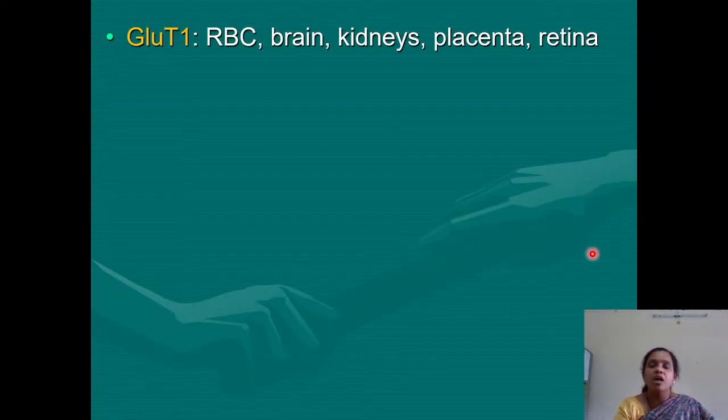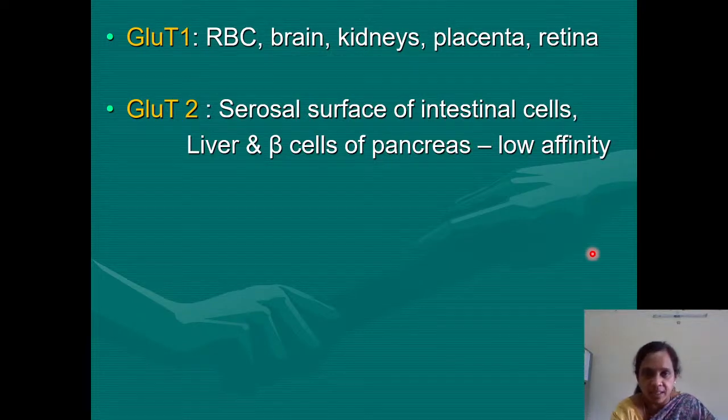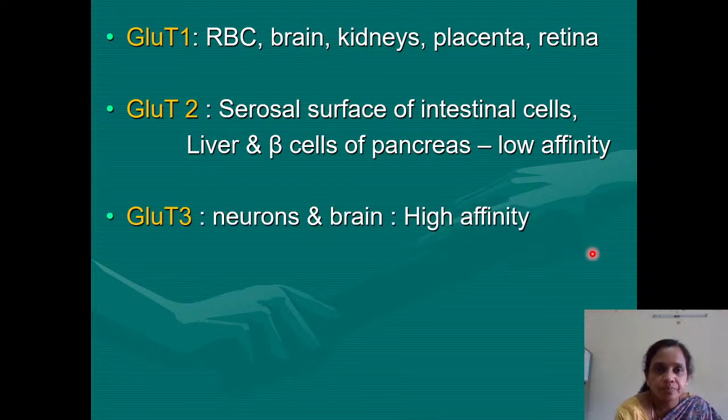So we have a few glucose transporters that we shortly call GLUT transporters. We have up to 7 types of GLUT transporters. The GLUT1 transporter is mainly present in RBC, brain, kidney, placenta and retina. GLUT2 transporter is present in the serosal surface of intestinal epithelium. We have seen it on liver and beta cells of pancreas. They have very low affinity for glucose.